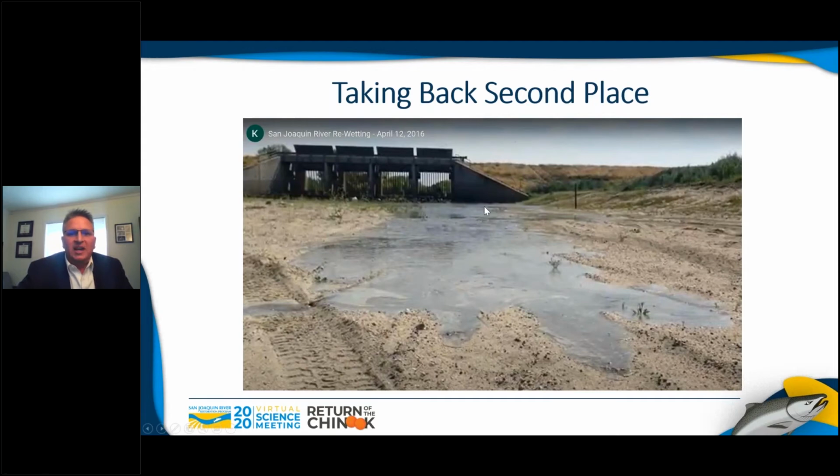Our river now, we're taking back second place. We have a connected river, the fish are calling home. We're once again the second longest river in California. Next slide, please.